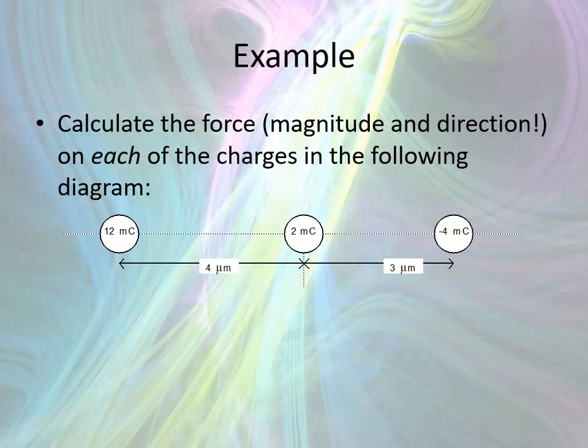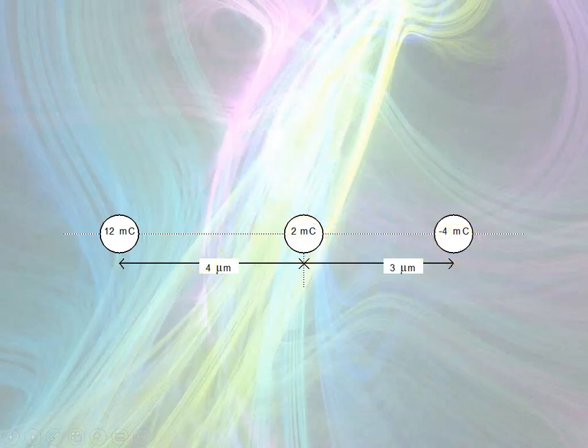Now, let's look at a calculation example. Calculate the force on each of the charges in this diagram. So first we'll look at the net force on the left charge, then the net force on the middle charge, then the net force on the rightmost charge. Well, what does that mean? Here again, we're just going to start off looking at it in terms of magnitudes and then using common sense to figure out directions.